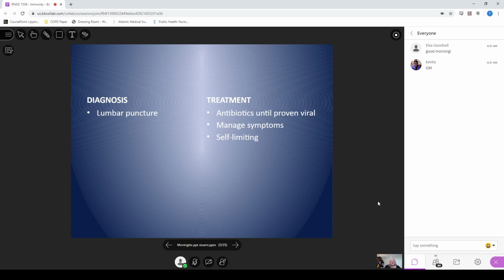For that lumbar puncture, treatment is going to be antibiotics until we know that it's viral. Once we have identified it as viral, then those antibiotics would be stopped. We need to manage whatever those symptoms are, and generally it is self-limiting. The viral will run its course. They are less sick with a viral infection, a slower onset, whereas bacterial is a more sudden, rapid onset, and they are usually much sicker.